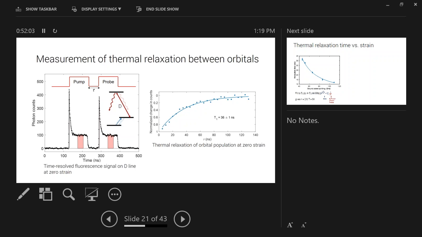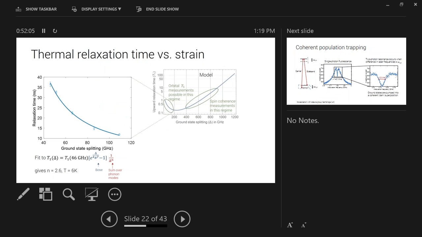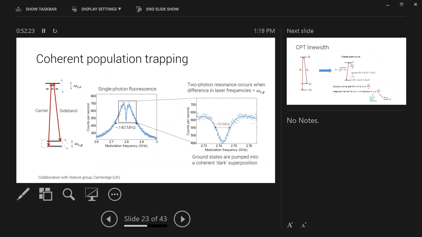And now what happens when we apply strain is that we see there is pretty good agreement with this theoretical curve. We do make the relaxation time fast in this low strain regime. But as far as the spin is concerned, what we're really interested in is this high strain regime where we start to improve the spin coherence. And in order to probe the spin, we use this technique called coherent population trapping in atomic physics. Another name for this is electromagnetically induced transparency, or EIT.